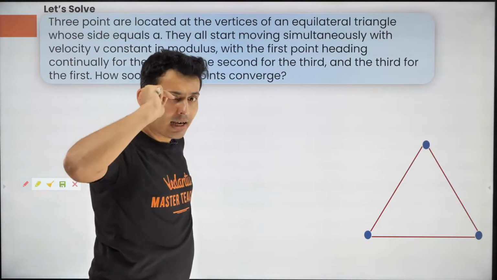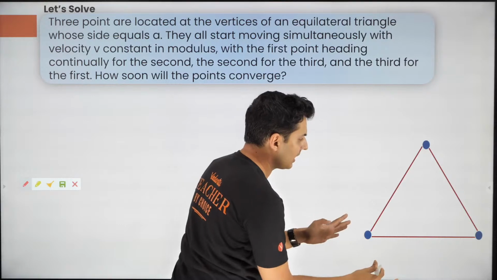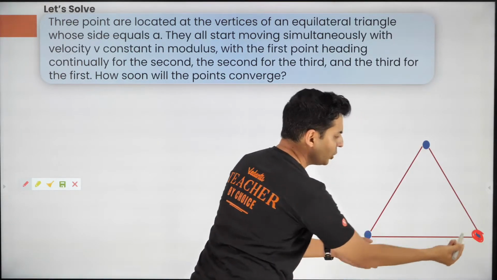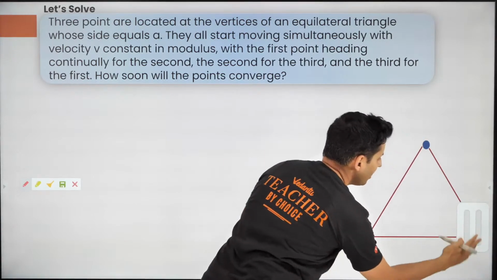Now, if you have understood this much till here, how will their paths look like? Let's think about it. If this is object number 2 or Champa, if this is Pandu, this is the dog, say for example.